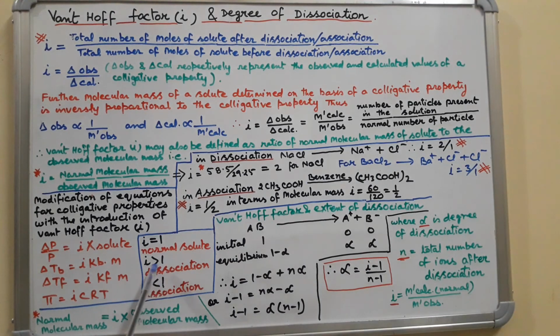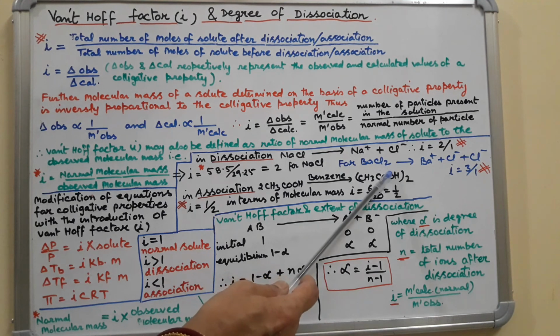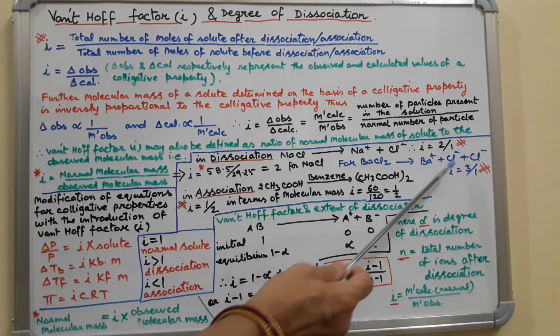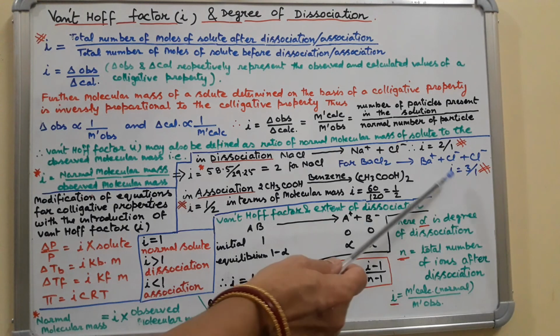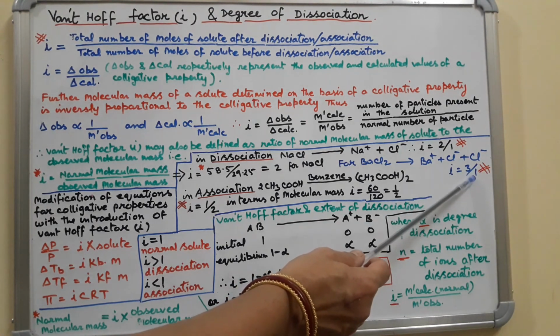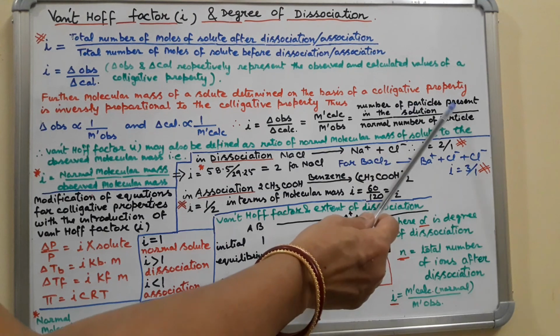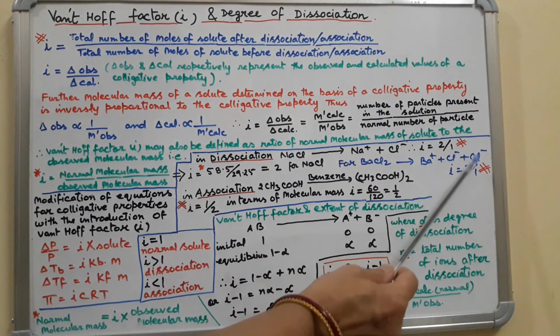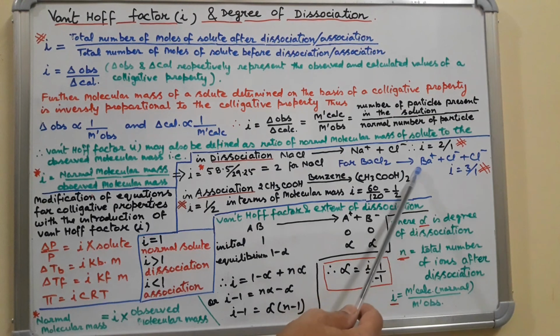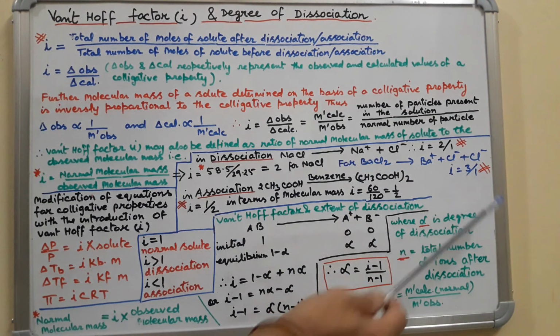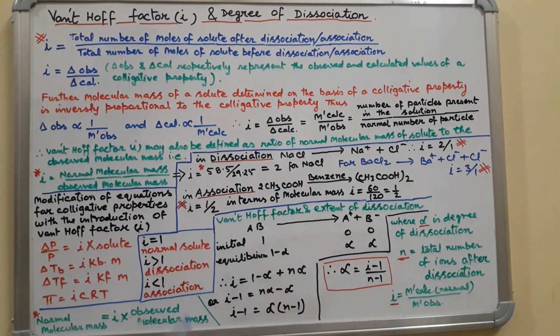And let's see here, in case of dissociation, i is more than 1. Is that clear? Now let's see barium chloride. Barium chloride dissociates into barium and 2 Cl- ions here. So therefore i is going to be 3 by 1. What is this 3? The number of particles present in the solution. How many particles are present? 3. And earlier it was only 1. So therefore 3 by 1 and i equals 3, which is what? i is more than 1 in case of dissociation.